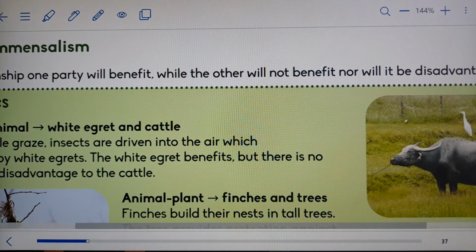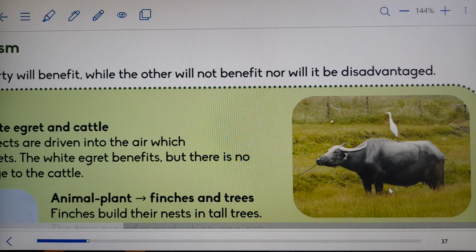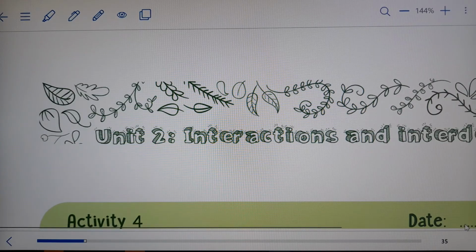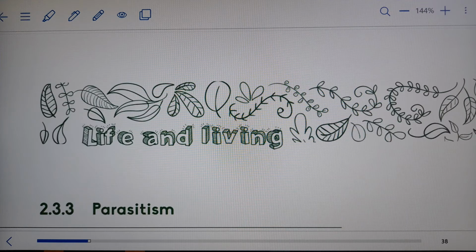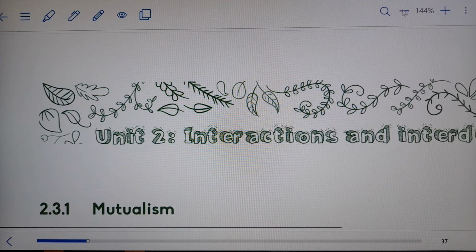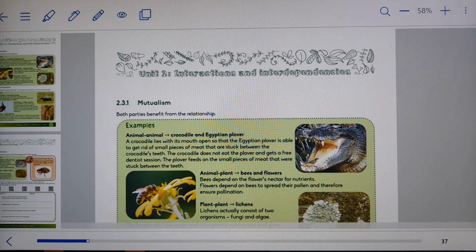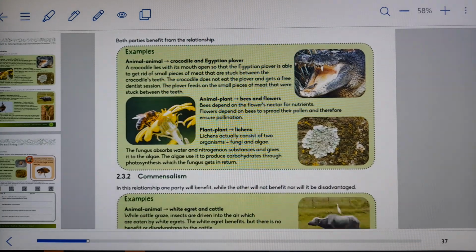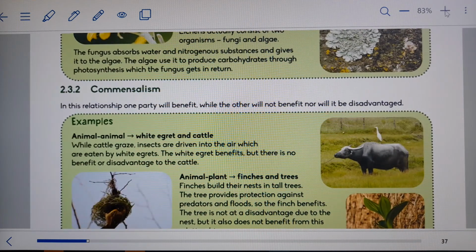Okay, let's do this again. Yes, you see the cattle there? You see the white egret there on top. This is a commensalism. My apologies, let me just go back to commensalism. Okay, we are almost there. We've covered mutualism, and we just need to go to the next page. Commensalism. Let me zoom it.